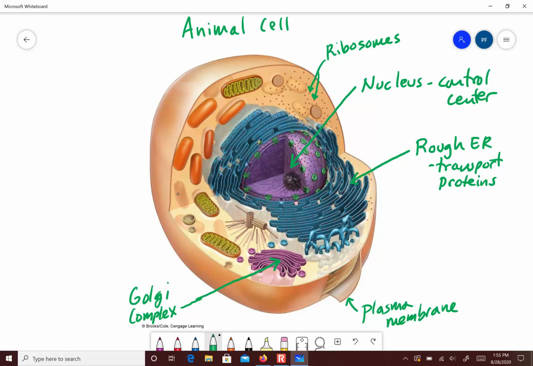It's really like a set of membranes that are stacked up on top of each other. The Golgi complex is going to sort, package, and distribute proteins. So our protein processing is kind of three things. Ribosomes make them. The rough ER takes them to the Golgi complex. Then the Golgi complex will package them up and distribute them to wherever they need to be.